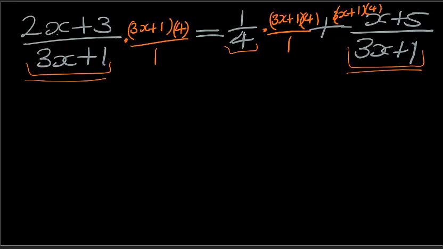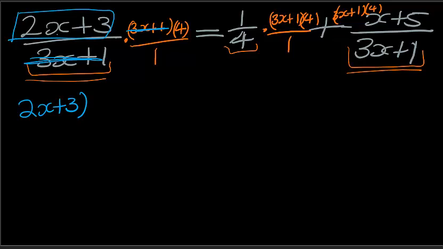Okay, so I wrote too big. Let's cancel out. First fraction, I'm going to take the whole denominator and that away, which means I'm left with this. That is 2x plus 3, and I'm multiplying it by that 4.